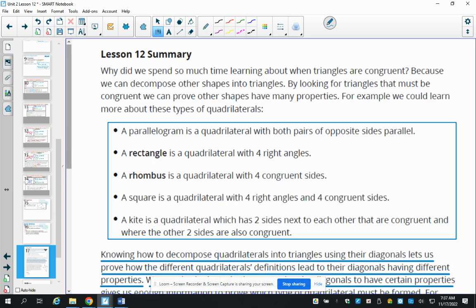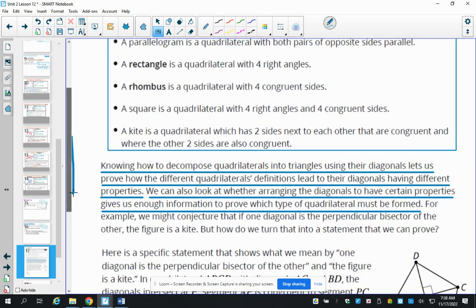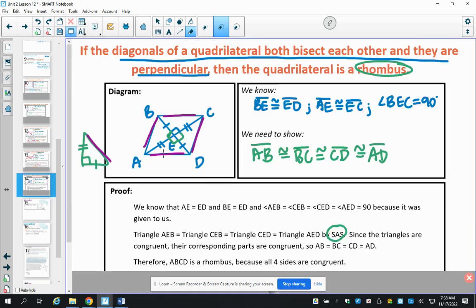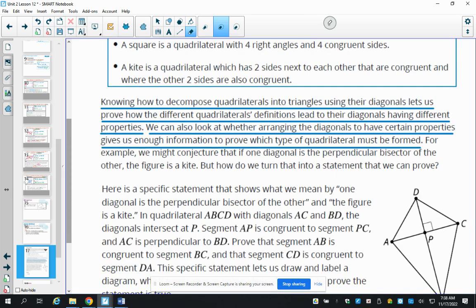And you can take a look at the summary. You can box in those bullet points and read over them, because those are some important things about the different types of quadrilaterals. Also, this paragraph here, knowing how to decompose quadrilaterals into triangles to use the diagonals, helps us prove different things. That's what we did in here, where we had a parallelogram and we cut it, and then we had a bunch of triangles that helps us prove different things.